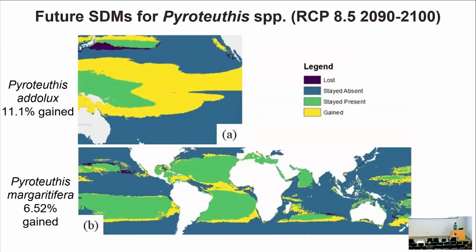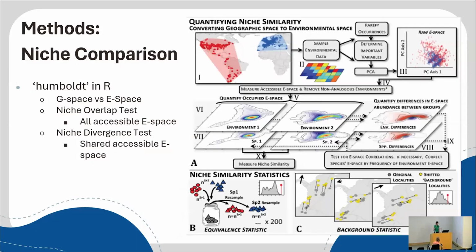We're seeing a lot of habitat that is gained across the globe. And both of these are for the worst case scenario. So they seem to be doing okay with climate change. However, I'll talk about that in my conclusions.